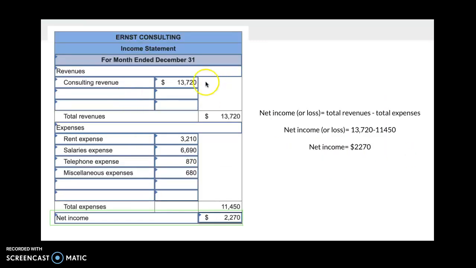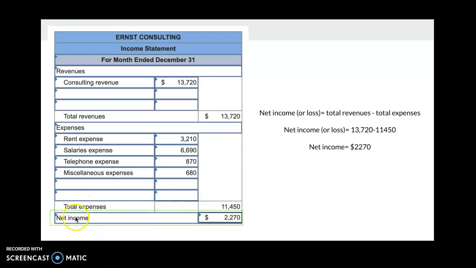When we plug everything in, it will look like this. Like I said, for month ended December 31st, we're dealing with a period of time. Then we have revenues, and the revenue on the previous slide was the consulting revenue, which was $13,720. That computes as the total revenue right here. And then we move on to expenses, and in this table we had rent expense, salary expense, telephone expense, and miscellaneous expenses. All of those add up to $11,450.